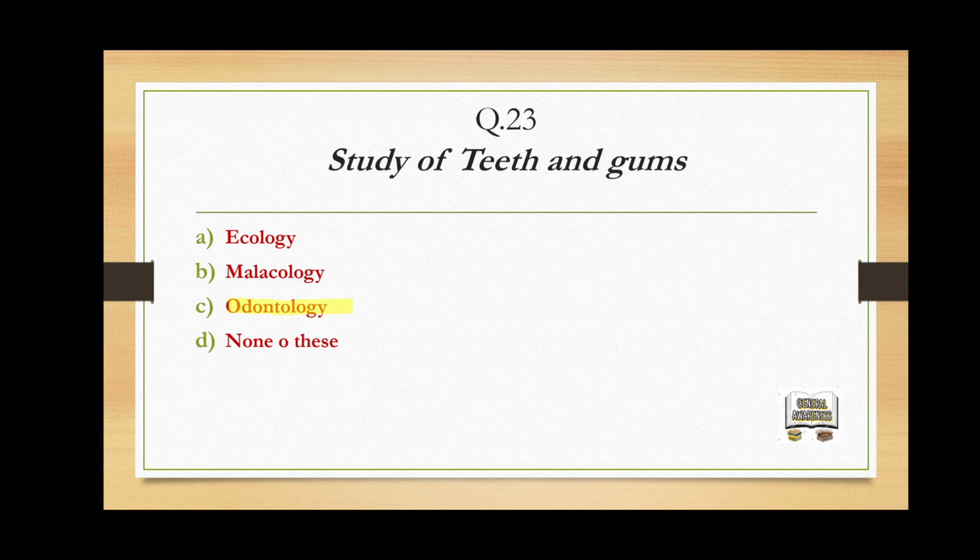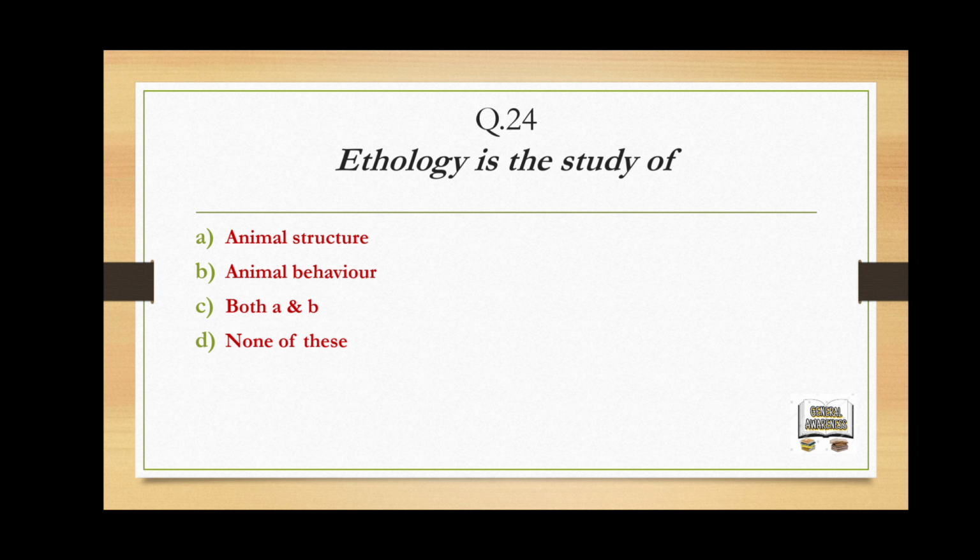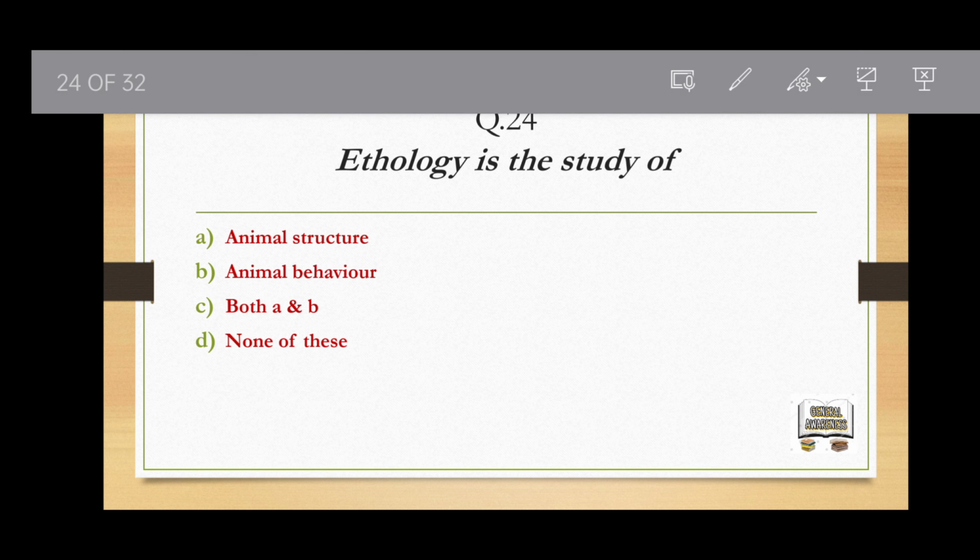Next question. Ethology is the study of option A animal structure, option B animal behavior, option C both A and B, option D none of these. The correct answer is option B animal behavior.